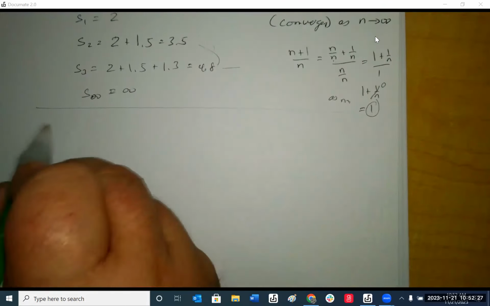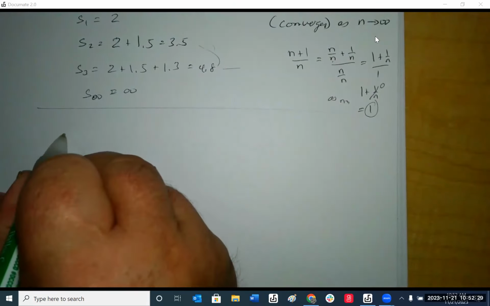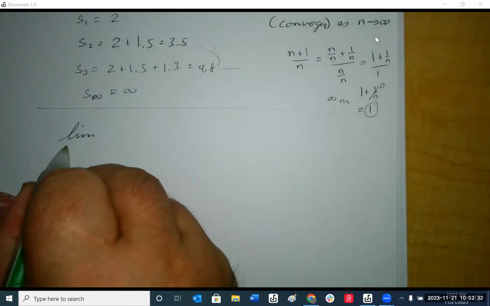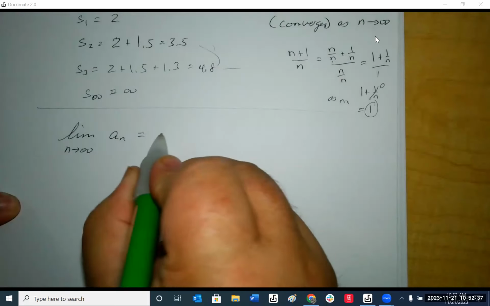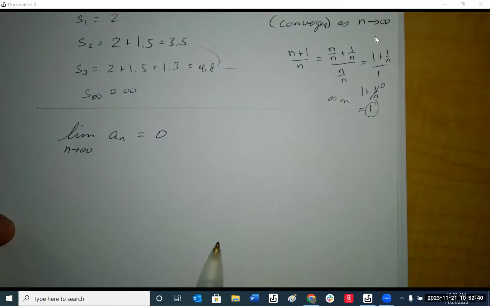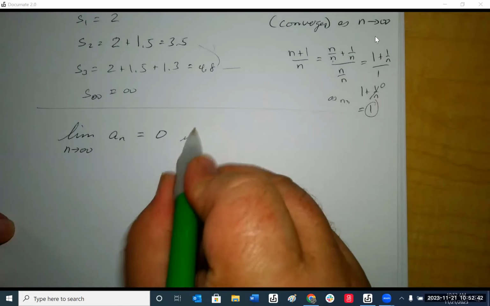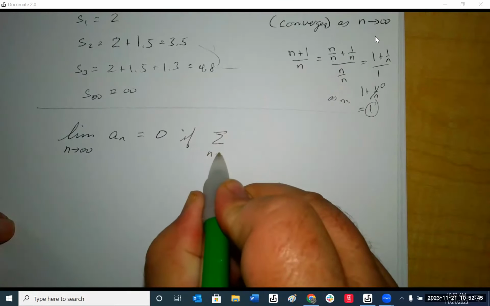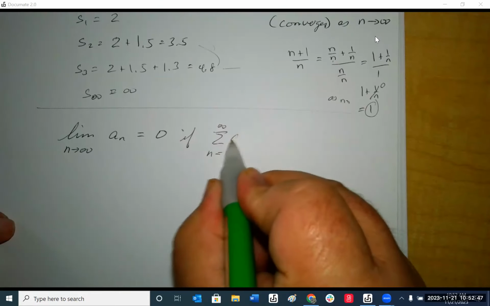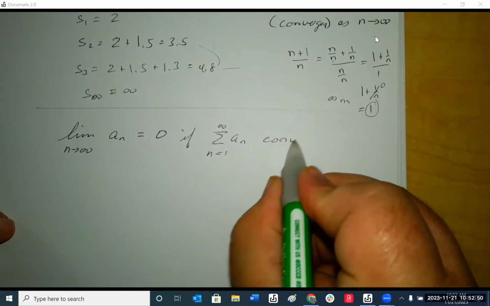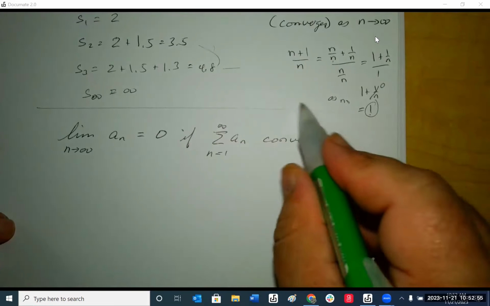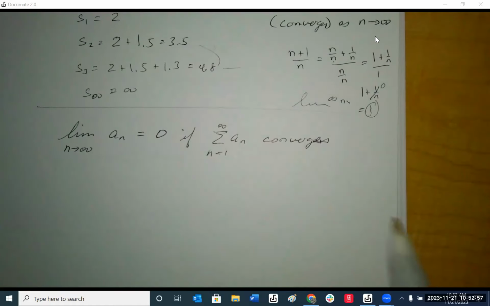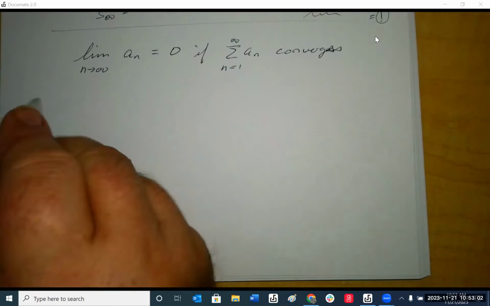Which we're going to show next is the limit as n goes to infinity of our sequence must equal 0 if this series converges. Since the limit of it didn't equal 0, it diverges, which is what theorem 7 says.